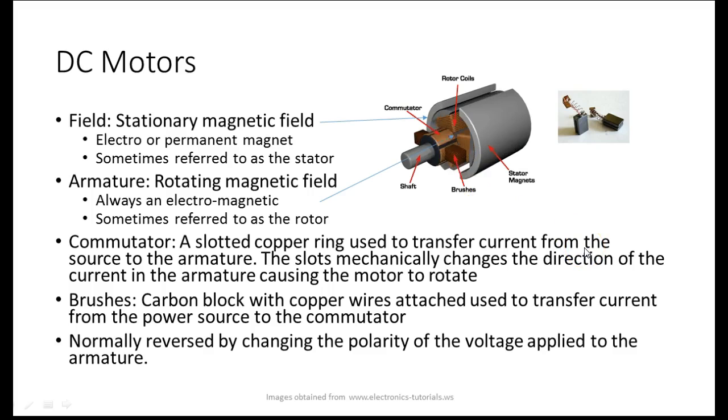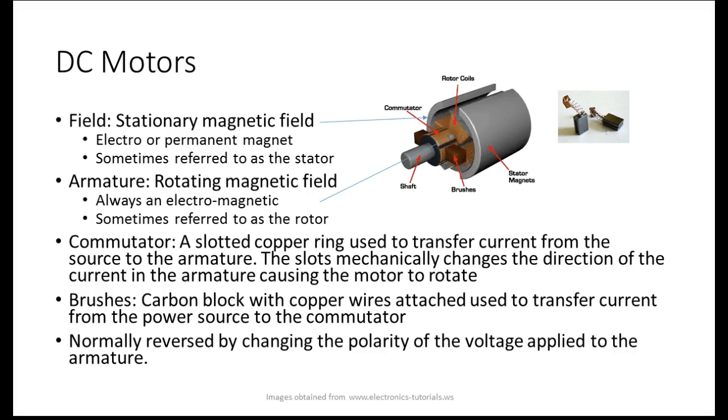So these are DC motors. We've got two fields. We have one that's stationary that's called the field, and then we have one that rotates that we call the armature. The stationary field can either be an electromagnet or a permanent magnet. All the motors on our lines over here are permanent magnet motors. When we say it's a permanent magnet motor, we mean that the field is a permanent magnet.